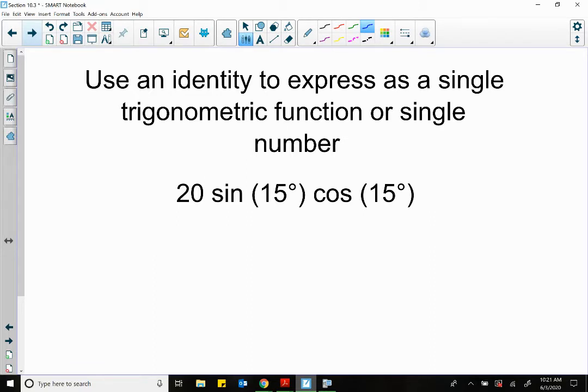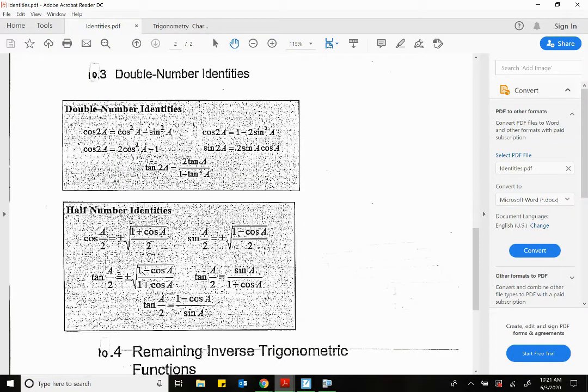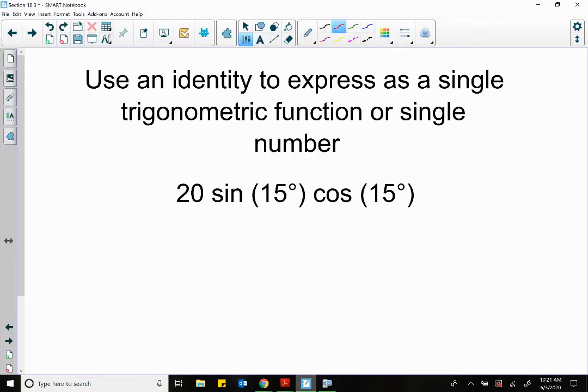All right. If you notice, this looks like the double angle formula, sine double angle. It's 2 times sine times cosine, right? So let's write this down. How did I write it down before? Okay, I did it in black. So sine double angle A is equal to 2 sine A cosine A.